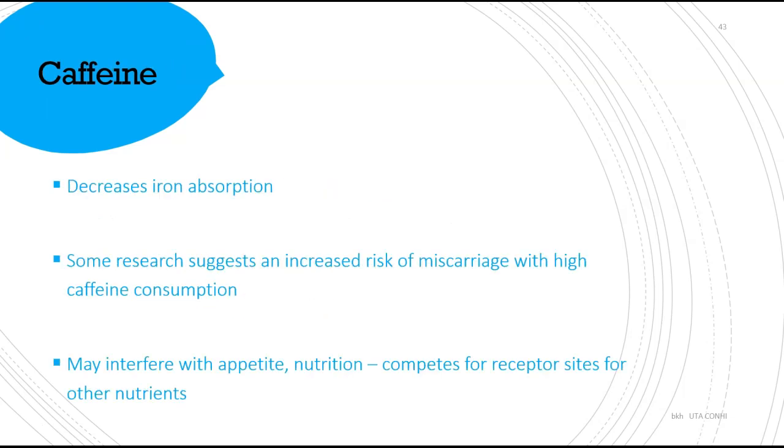Caffeine, we talked a little bit about last week when we talked about nutrition. We do know that it decreases iron absorption, and it can cause a miscarriage or increase the risk of a miscarriage. It can interfere with appetite and nutrition because it competes for receptor sites for some of the nutrients.